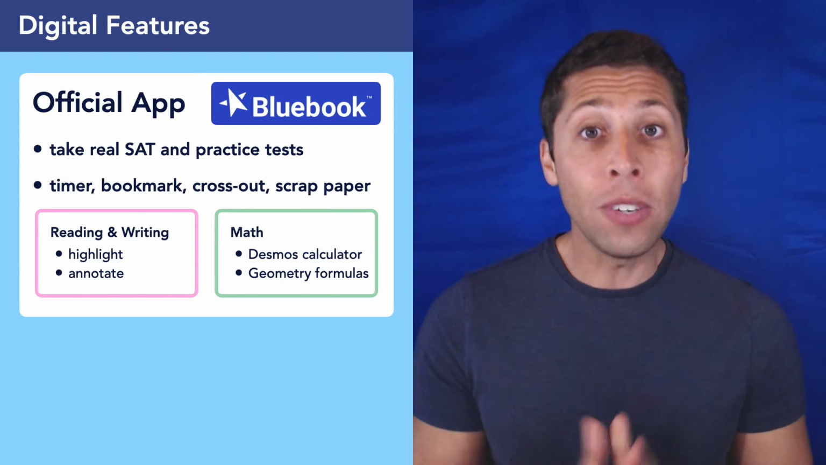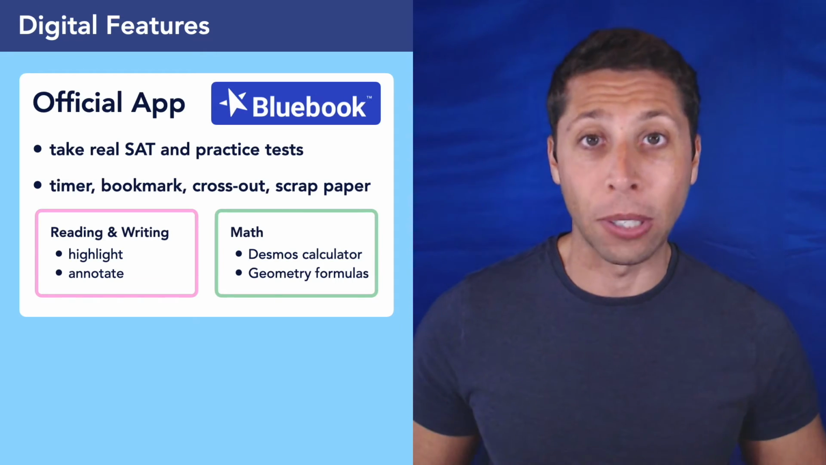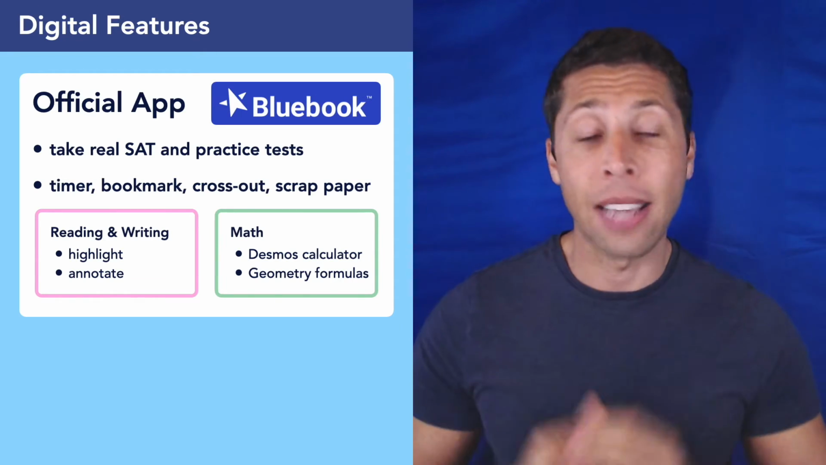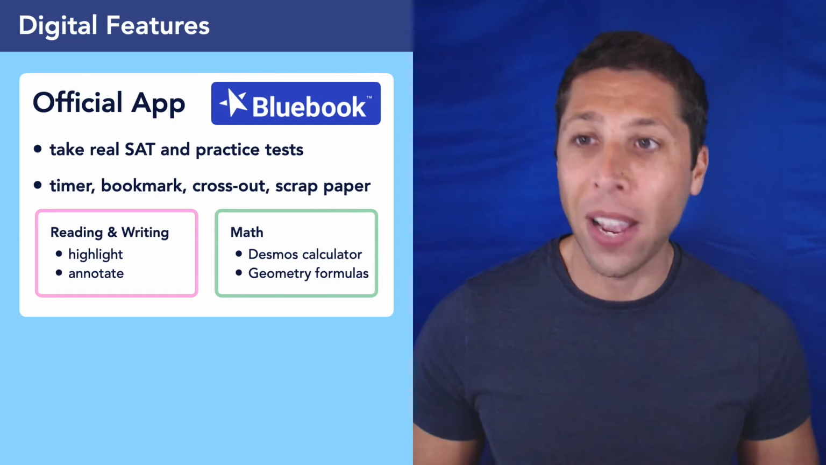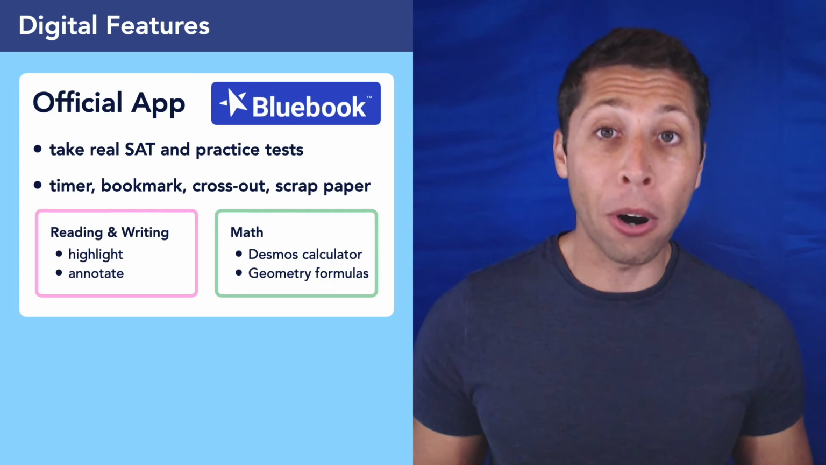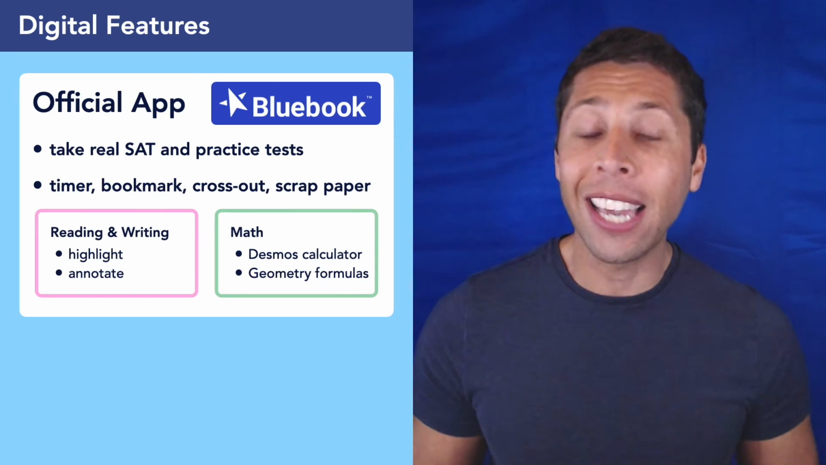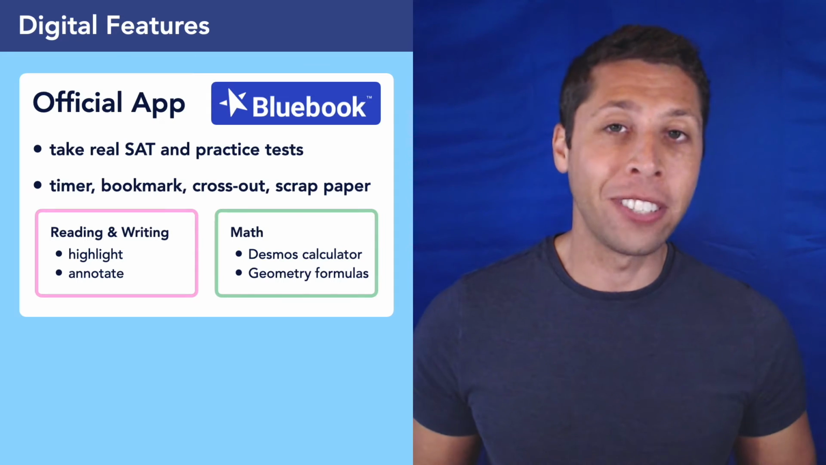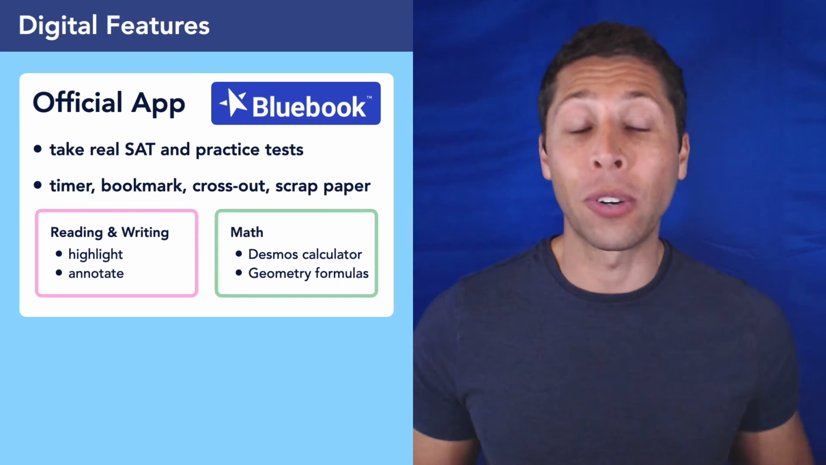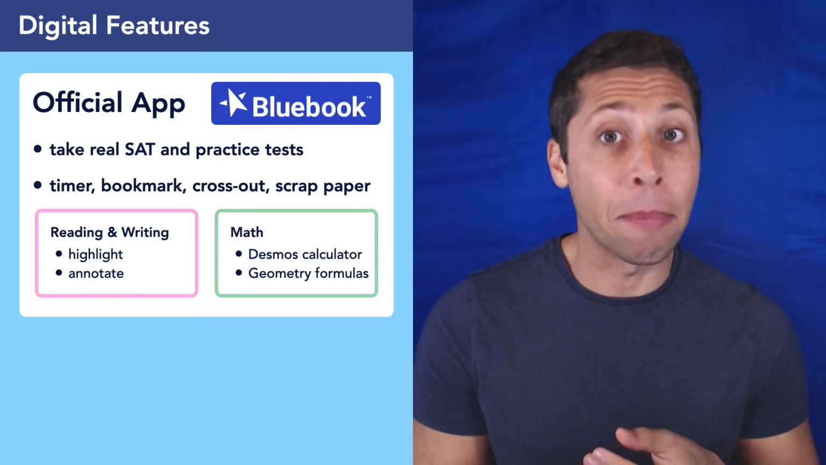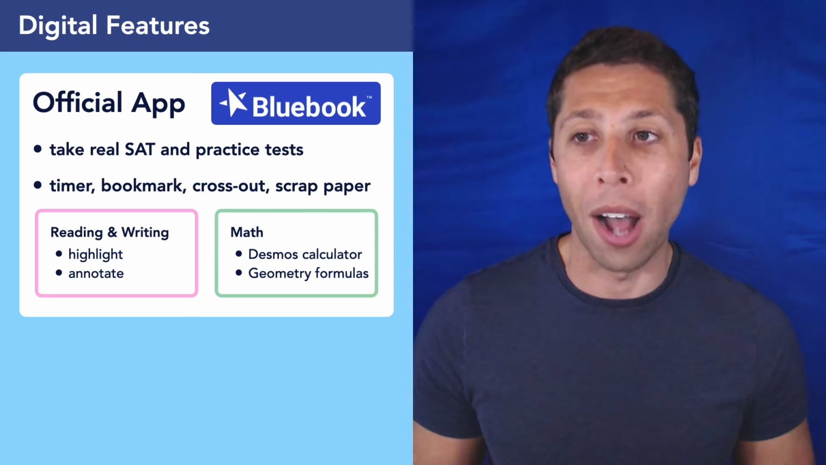There are a few features that are built into every single section of the practice tests and the real test. You're going to see the timer at the top of the screen. That'll tell you how much time you have left in the section so you can pace yourself effectively. You will also be able to bookmark questions that bother you. You can cross out the answers you don't like. And because it is a digital test, you will also have some scrap paper that you can use for handwritten notes on certainly the math section, but also the reading. So you will be able to take notes wherever you want.